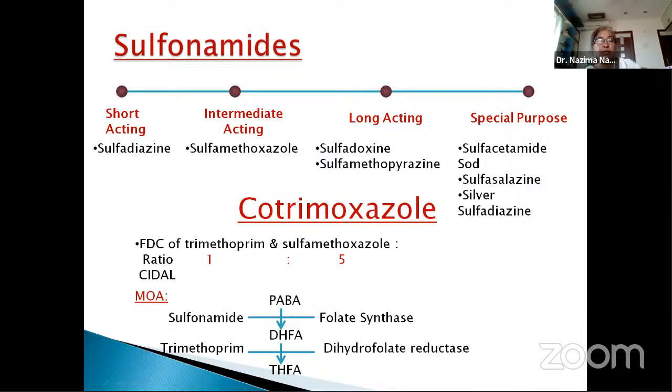Now, this step is inhibited by trimethoprim. Trimethoprim inhibits the conversion of DHFA to THFA, that is folic acid, which is not formed. So ultimately, the organisms will be killed. So this drug cotrimoxazole acts by sequential blockade. The mechanism of this drug is very important. It can be asked as a short note. Sulfonamides, as such, are not asked.